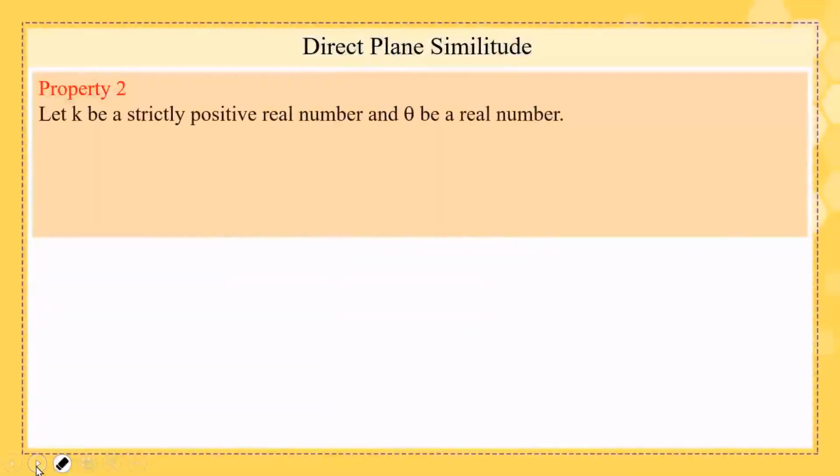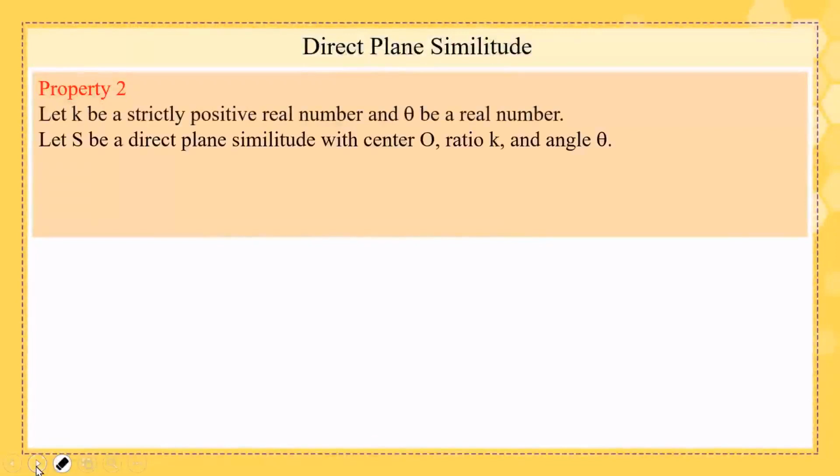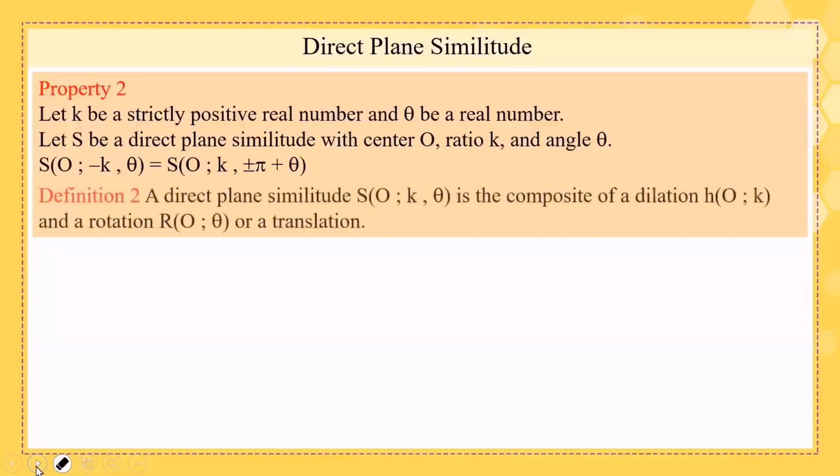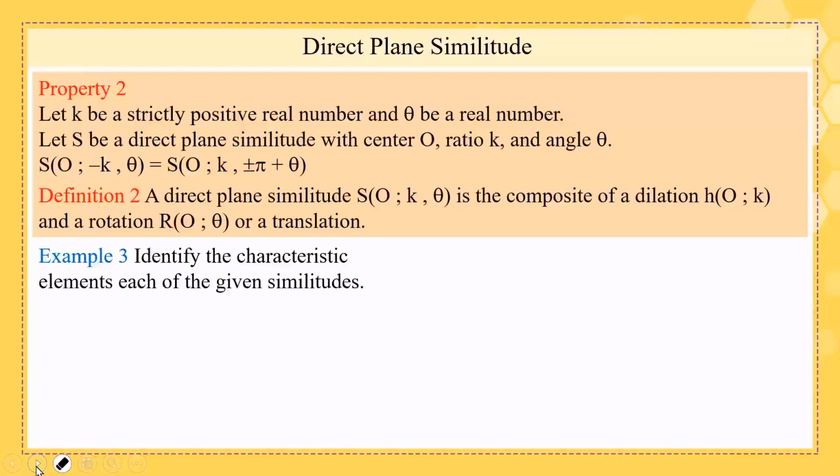Property 2: let K be a strictly positive real number and theta be a real number, and S be a direct plane similitude with center O, ratio K and angle theta. If we have a similitude of center O, ratio minus K and angle theta, this similitude will be of center O, ratio K and angle pi or minus pi plus theta. Definition 2: a direct plane similitude S of center O, ratio K and angle theta is the composite of a dilation of center O, ratio K and a rotation R of center O and angle theta, or it will be a translation.